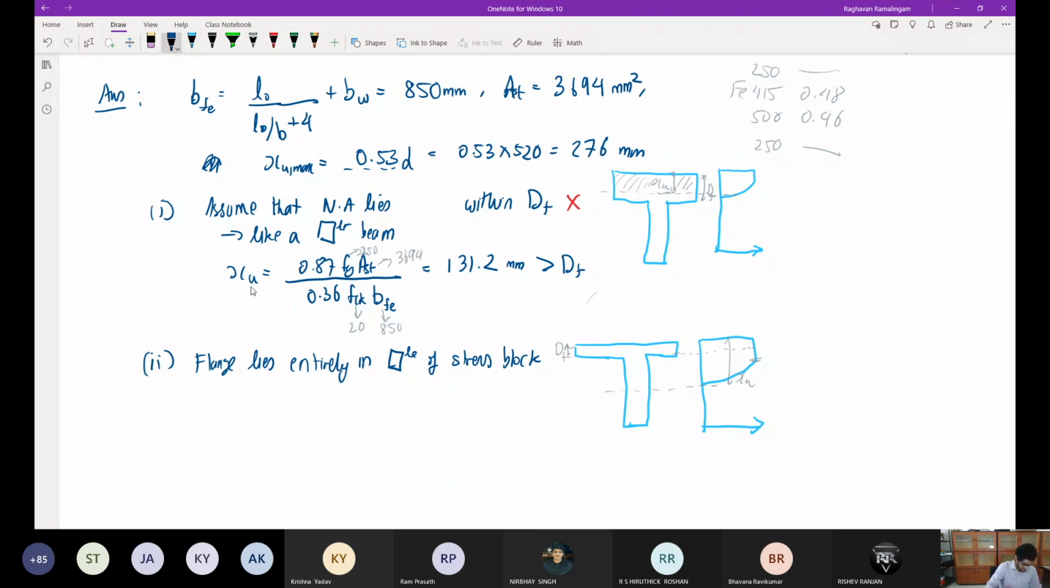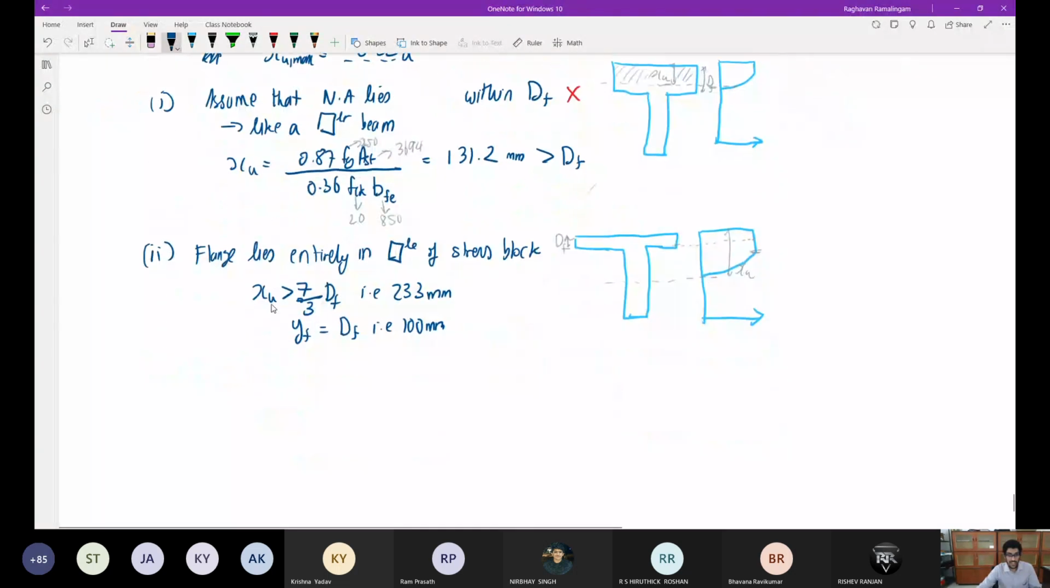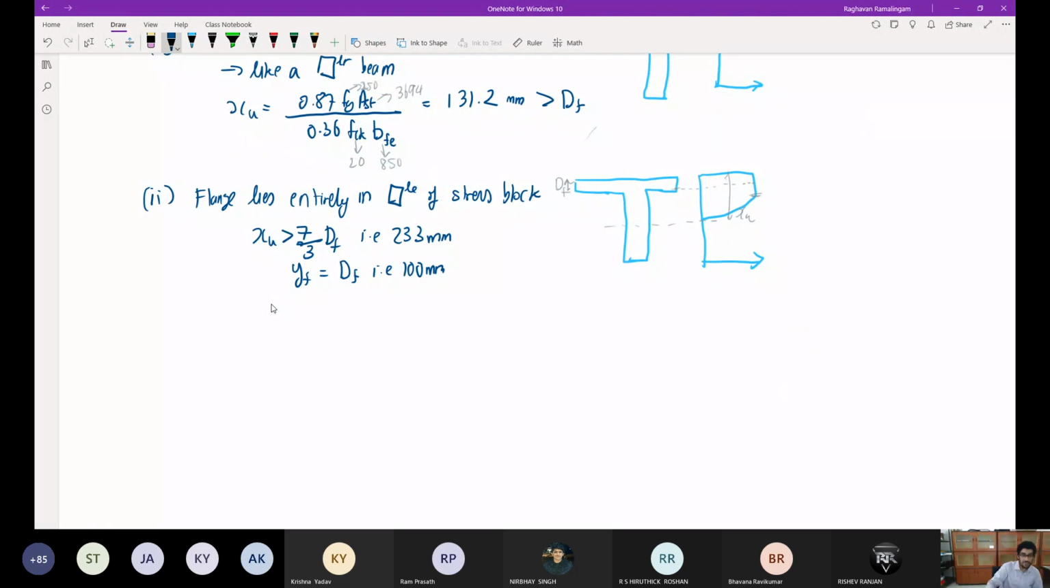If this is the case, that means my XU is greater than 7/3 of DF, or this value equals, I think it will be same 233 or something. It would also mean that YF, which we will require in the formula, will be equal to DF, which is 100 mm. Now using this we can do the same formula and find out the compression force in the web and in the flange.